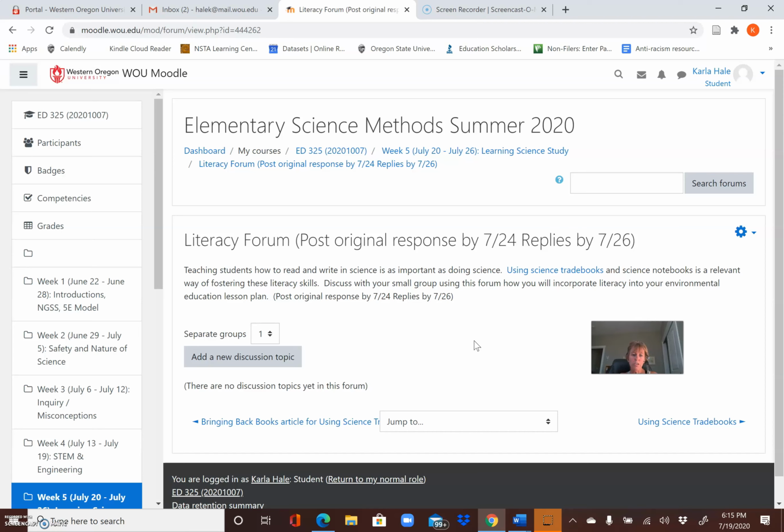doing. So again, what is due in this post is I want to know what PLT activity you're going to be incorporating or modifying, and how you're going to be using science trade books or a science trade book, and how are you going to use science notebooks in your lesson. So that's your assignment for this week.